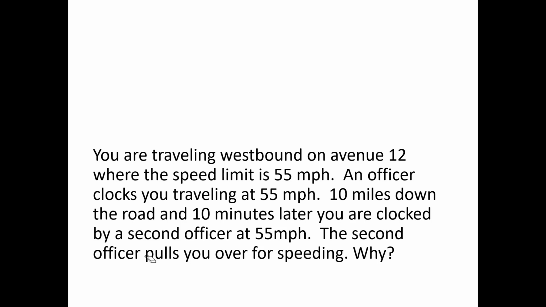Okay. So you are traveling westbound on Avenue 12, where the speed limit is 55 miles per hour, although I think lots of people have forgot that. An officer clocks you traveling 55 miles per hour. 10 miles down the road, and 10 minutes later, you are clocked by a second officer at 55 miles per hour. The second officer pulls you over for speeding. Why?